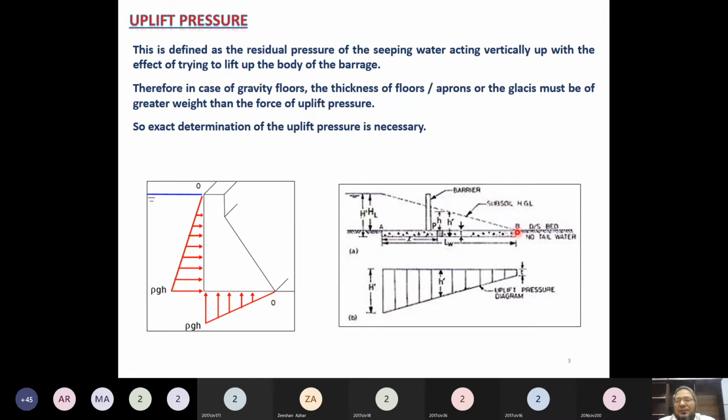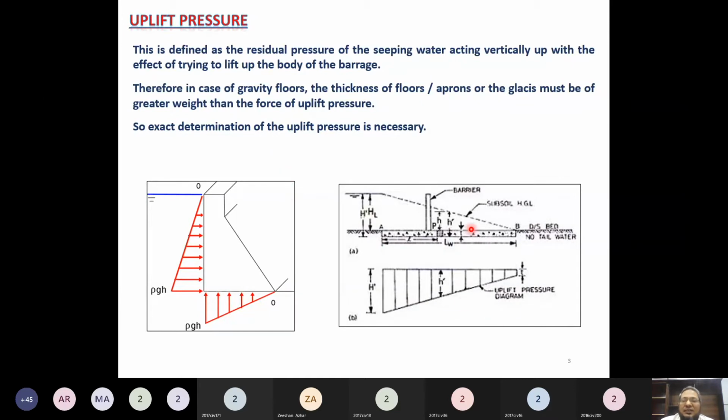And if the water is up to this level, and if T is the thickness, so how much would be the pressure at this lower point? That would be T. And this is the linear distribution. So how the pressure is reducing.